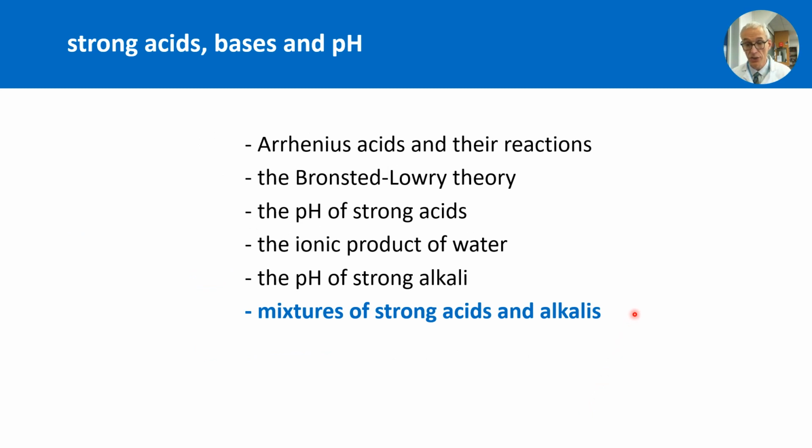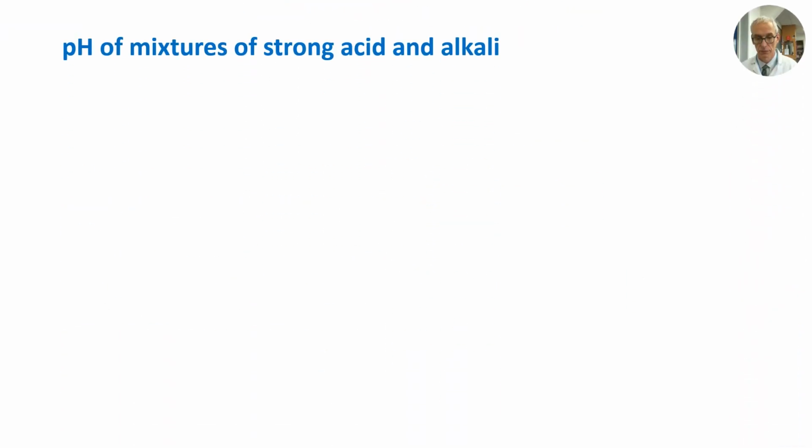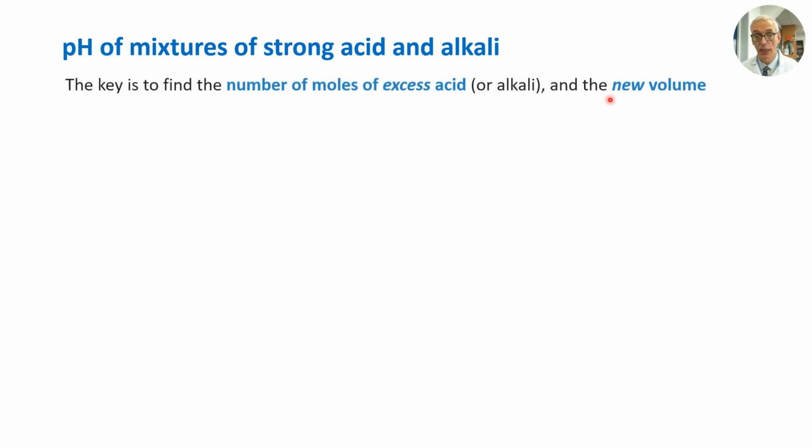Our last section, calculating the pH of mixtures of strong acids and alkalis. The key to this type of calculation is to find the numbers of moles of excess acid or excess alkali and the new volume. So here you'll be mixing a volume of acid and a volume of alkali, so there'll be a new volume. There'll be an excess of either acid or alkali.